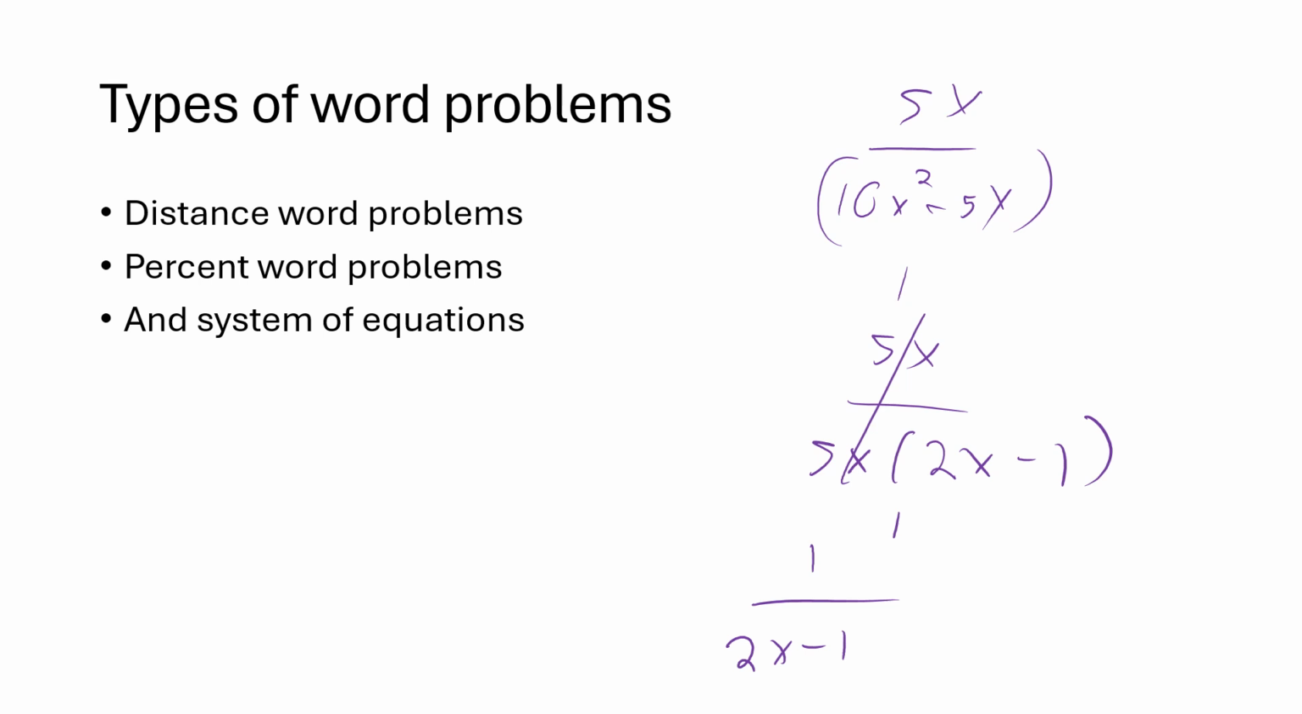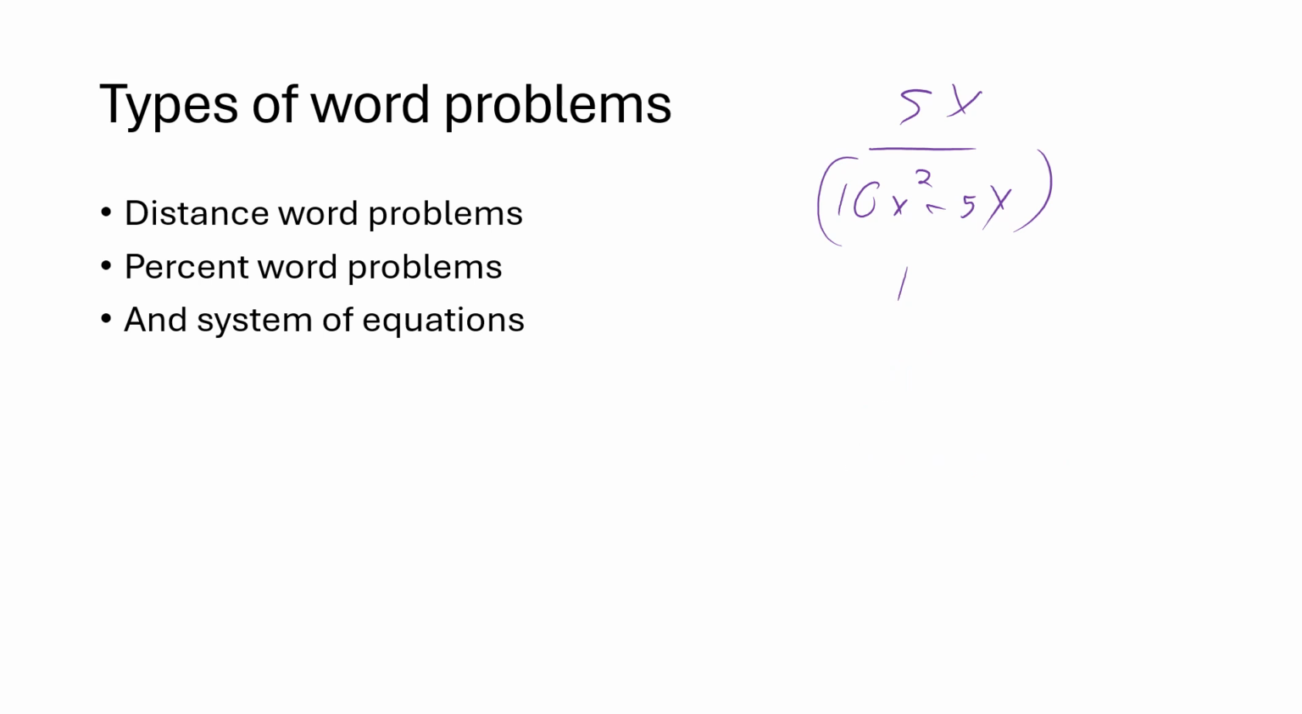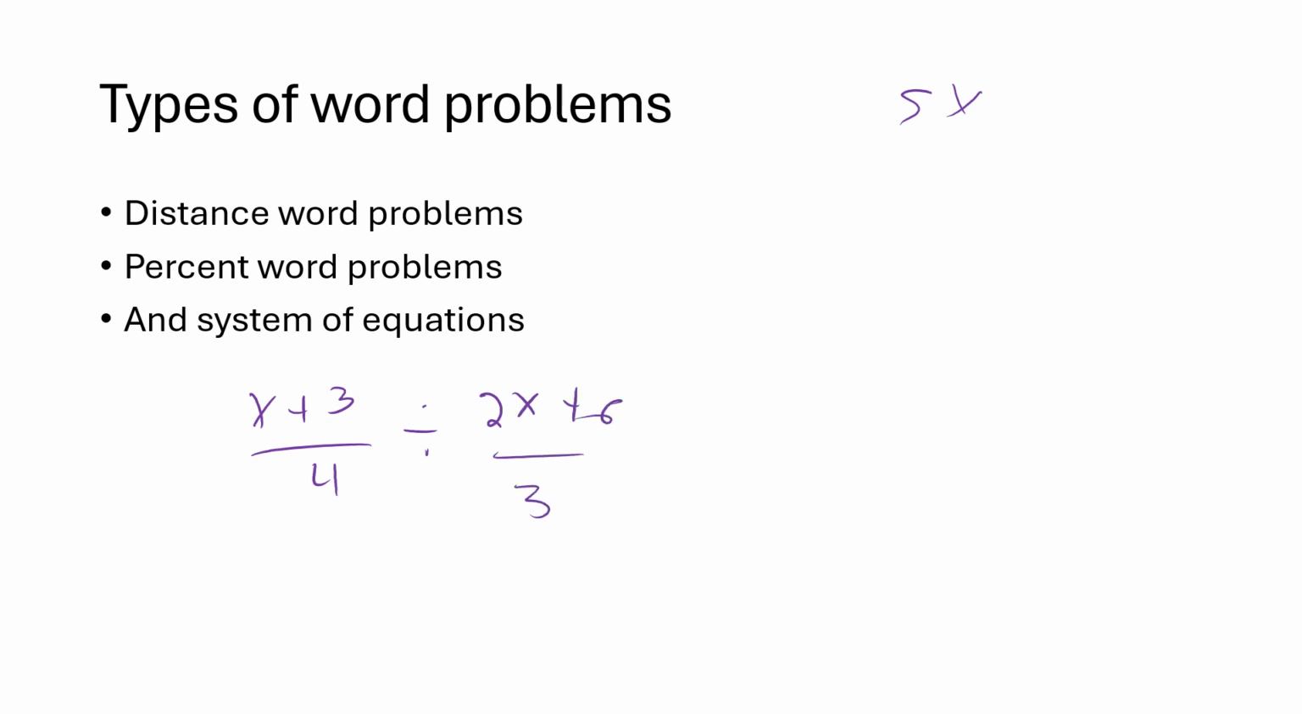These can come in all shapes and sizes. They get really hard sometimes, which requires a little bit of thinking, I would say. Now let's look at this one. There's also another rational expression, which is x plus 3 over 4 divided by 2x plus 6 over 3. Well, we know how to divide fractions. Keep, change, flip, 2x plus 6.